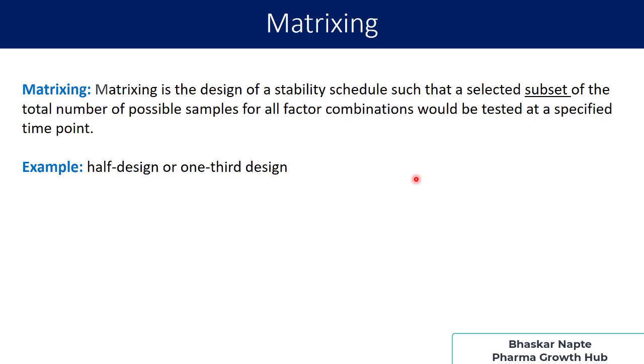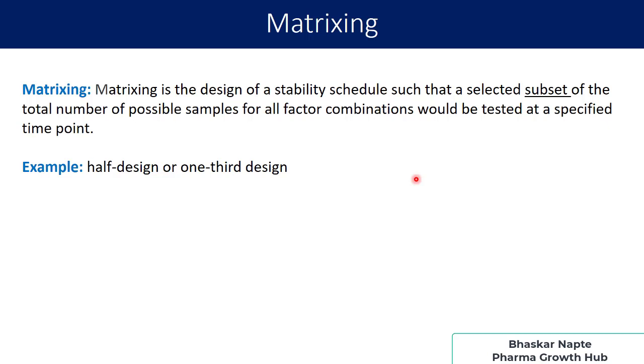So what is meant by half design? Half design means if there are 48 samples to be tested, you will not test all 48 samples. You will only test 24 samples. One third design means if there are 48 samples to be tested, you will not test all 48 samples, but out of every three samples, two will be tested and one sample will be omitted.